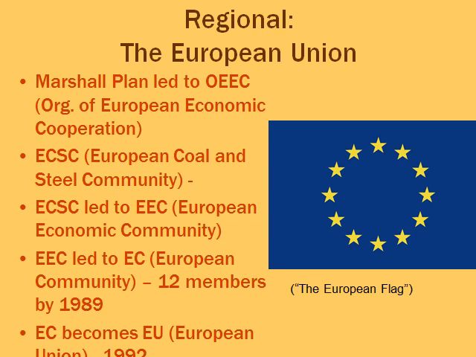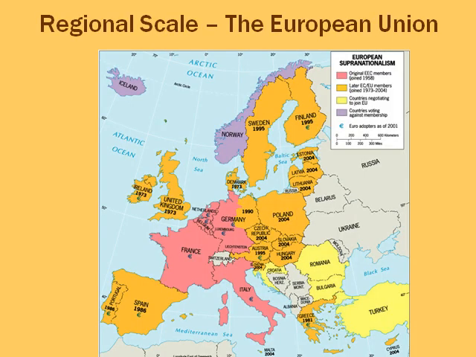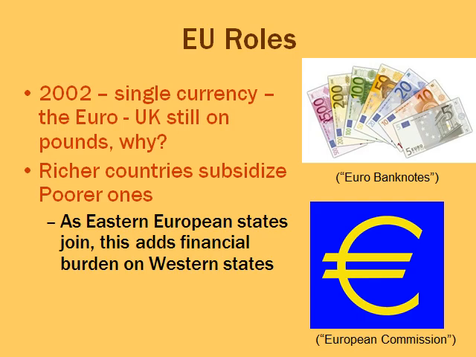So they first of all formed the OEEC, Organization of European Economic Cooperation, and slowly they incorporated other industries and other countries until eventually the EC became the EU in 1992. They have their own currency. Again, this is a map of countries that are original members and countries that would like to join. So it's a good map to look at as well.